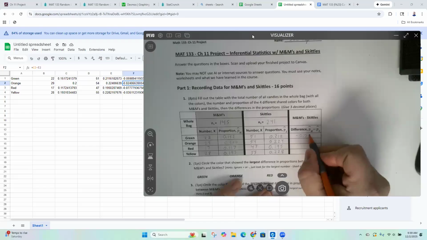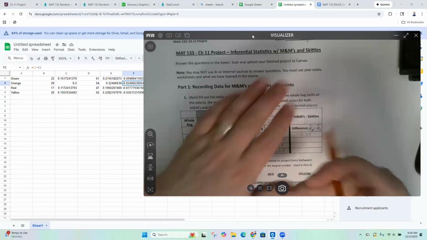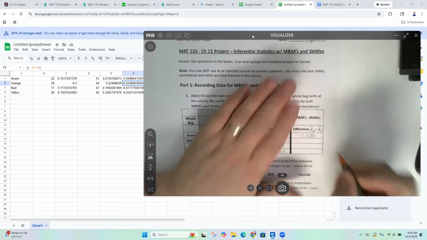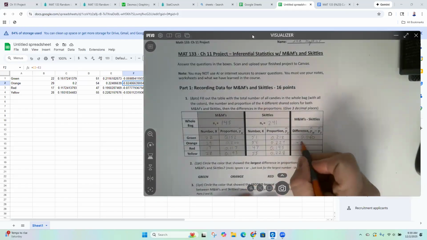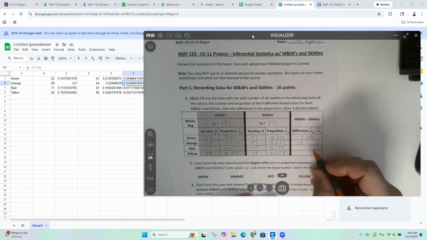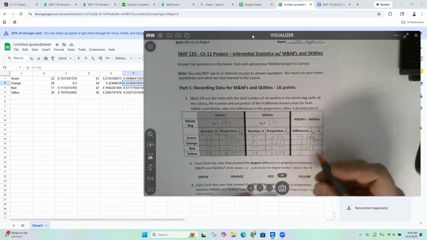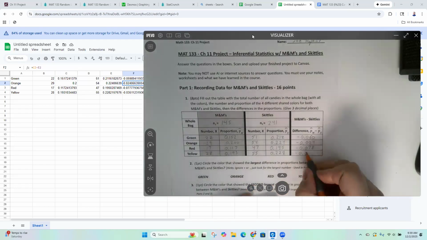0.05, nope, not 0.059, 0.060. That one's negative. This one's going to be negative as well. 0.024. 0.035. Okay.